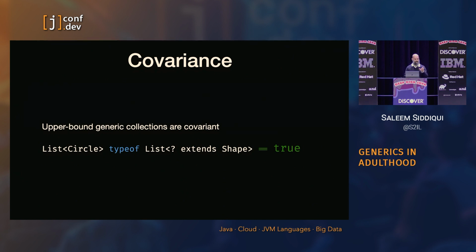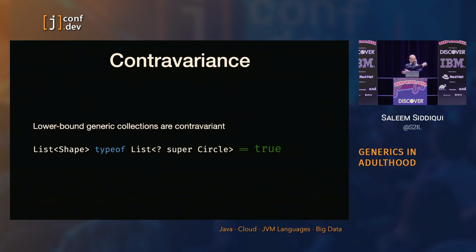So is a circle a type of shape? Yes, a circle is a shape. So a list of circle is a type of list with an upper bound of shape. So wherever a list of wildcard extends shape is being asked for, you can give it a list of circles. That will be accepted, right? That's what this means.